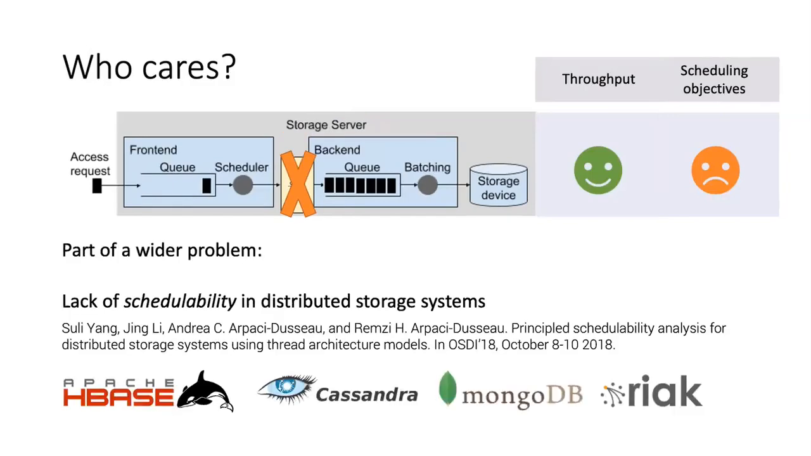Suli Yang and others in their OSDI 2018 paper have identified similar schedulability problems in other storage systems, including HBase, Cassandra, MongoDB, and Riak. They provide a framework for identifying causes and proposing mitigations. The solution to our schedulability problem is to move request scheduling from the front end to the back end. We are interested in exploring designs where the scheduler remains in the front end.